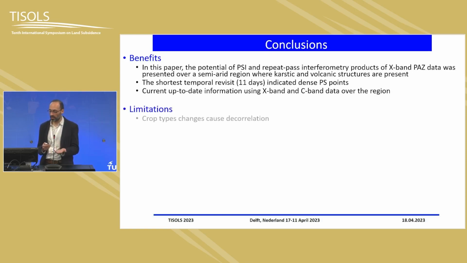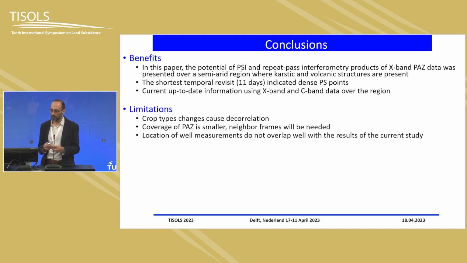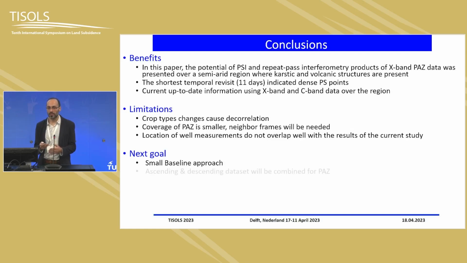There are also some limitations, as the crop type changes cause decorrelation, and PAZ is providing only a small area of the whole closed basin. We also need some additional frames, which need a bit more processing. And the locations of the well measurements do not overlap very well with these results as we applied PS InSAR analysis. So the next goal, we are going to start a small baseline approach, which is expected to provide a bit larger spatial distribution of points and displacement.